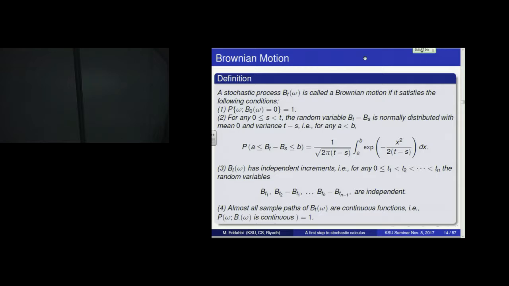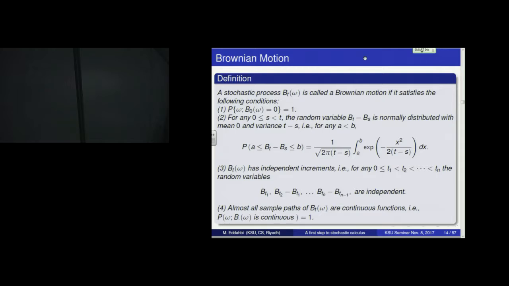Another property which is very important is that whenever you take the increments, these random variables are independent. Right? They are independent. And we will see also that the trajectories are continuous. So the probability of all omegas for which this measurable function is continuous is equal to 1.